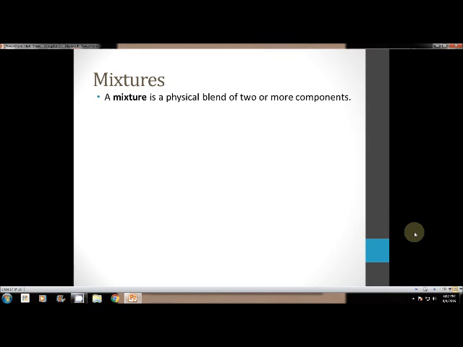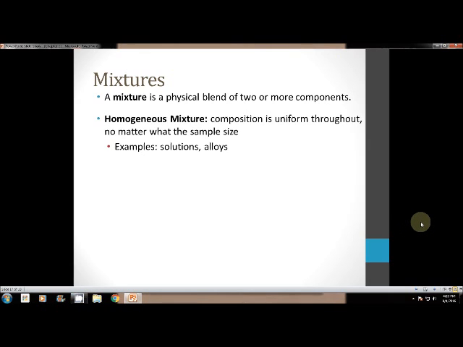Mixtures are things that we come into contact with all the time. A mixture is a physical blend of two or more components. A homogeneous mixture is one where the composition is uniform throughout, no matter what the sample size. So a lot of solutions, like we would see water as a homogeneous mixture. To the eye, it does not look different. Alloys, like brass. If you look at a brass instrument, chances are it's just going to look like one type of metal.